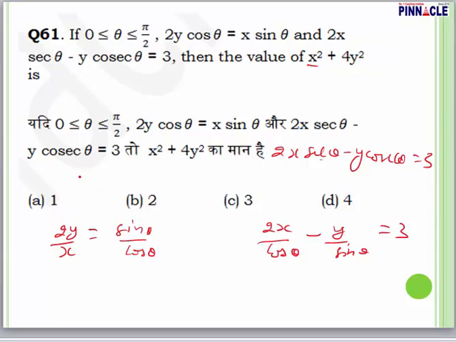Now in place of 2y, we have to change 1. Now take LCM, cos theta and sin theta, that is cos theta sin theta, and this will go to this side. After calculating, then it would be 3 sin theta and cos theta, and here it will become 2x sin theta minus y cos theta. 2x sin theta minus y cos theta is equal to 3 sin theta cos theta.